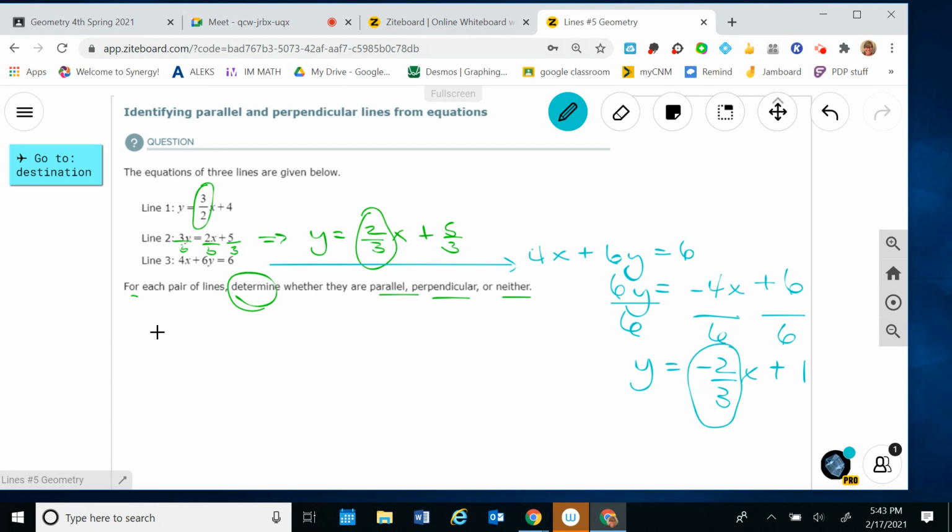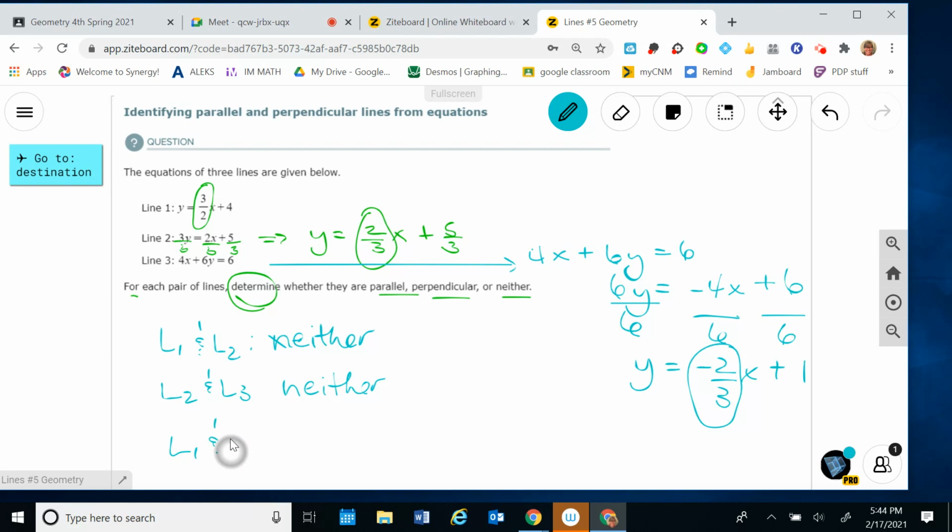All right, so now let's compare. I don't have the part that comes here, but it goes like this. Line 1 and line 2. Are they parallel, perpendicular, or neither? Look, 3/2, 2/3. They are neither because they're not perpendicular because it has to be the negative reciprocal. Okay, line 2 and line 3. This is 2/3 and negative 2/3. Neither, because they're not parallel because they're not the same, and they're not perpendicular because they're not the reciprocal.